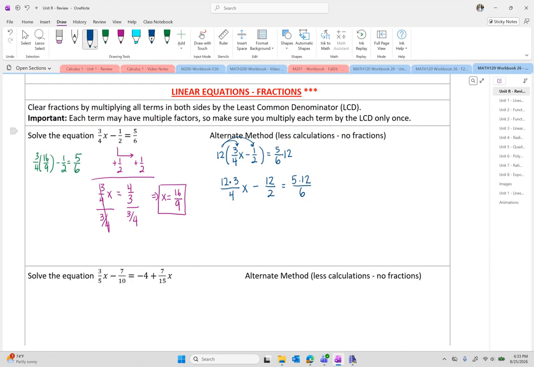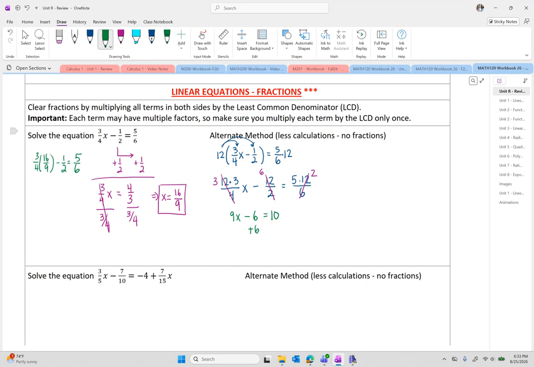Notice I did not do the math, and also notice that a whole number has a denominator of 1, so it actually ends up multiplying only the numerators of the fraction. The next part is to do the division, which will simplify your fractions. 12 divided by 4 is 3. 12 divided by 2 is 6. 12 divided by 6 is 2. So my equation without denominators now is 3 times 3x, which is 9x, minus 6 times 1 equals 5 times 2. So this is my equation, and now I can solve it.